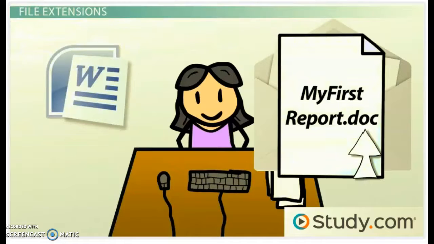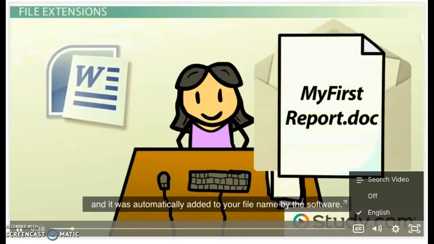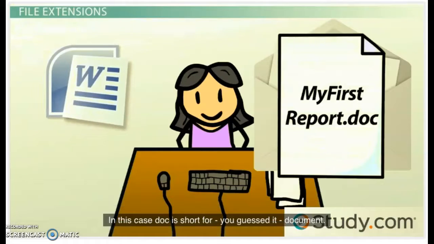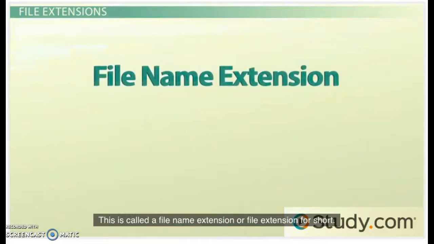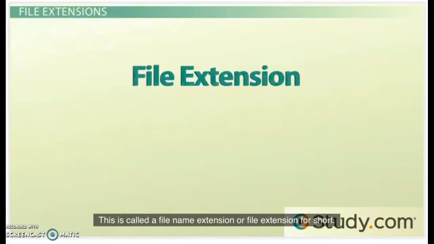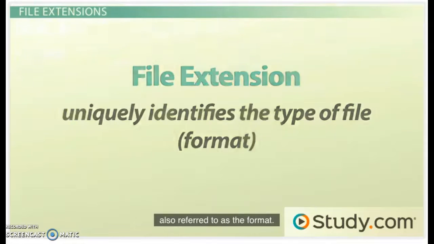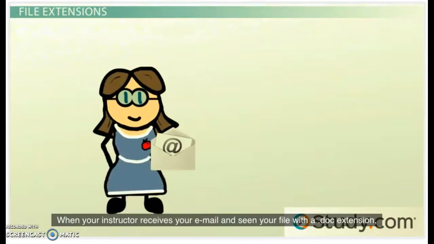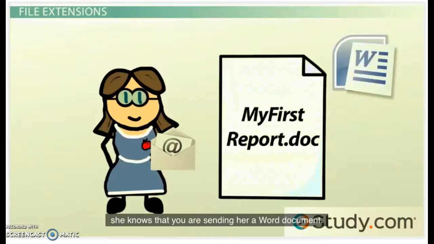You probably know the answer. The .doc part of the file means that the file was created using Microsoft Word, and it was automatically added to your file name by the software. In this case, doc is short for, you guessed it, document. This is called a file name extension, or file extension for short. A file extension is part of the file name and uniquely identifies the type of file, also referred to as the format. When your instructor receives your email and sees your file with a .doc extension, she knows that you are sending her a Word document.